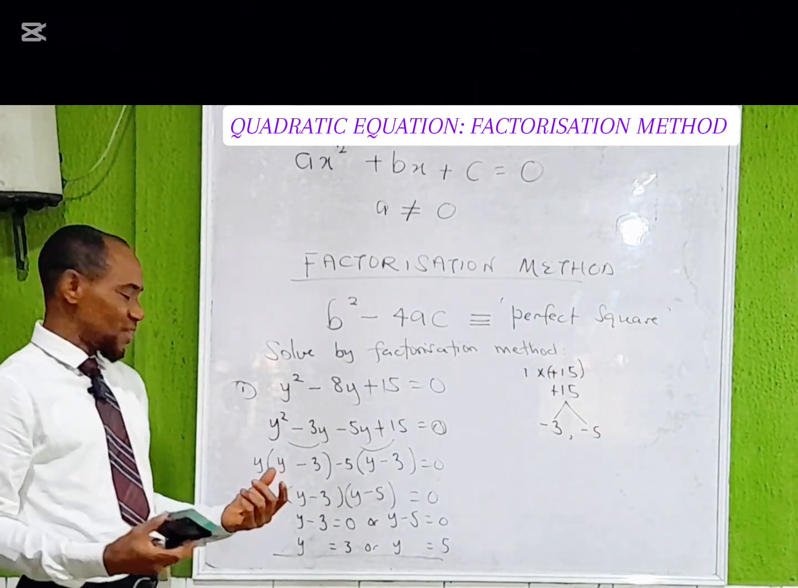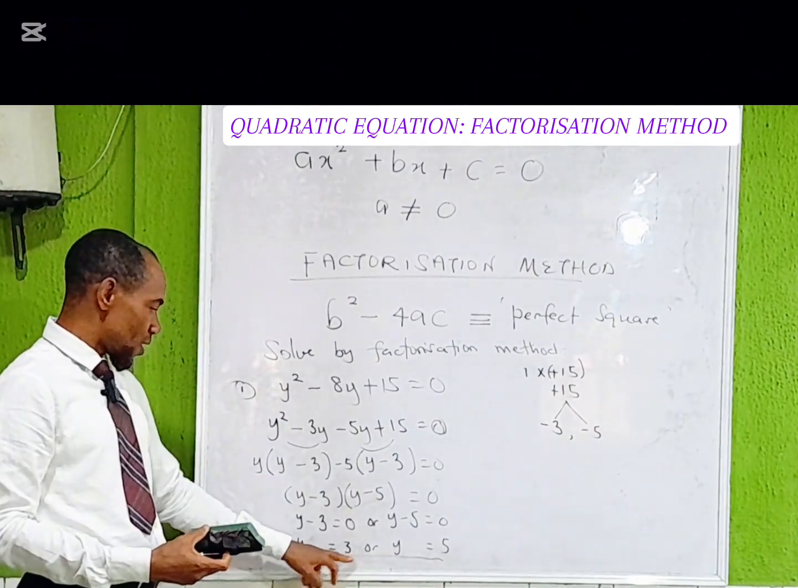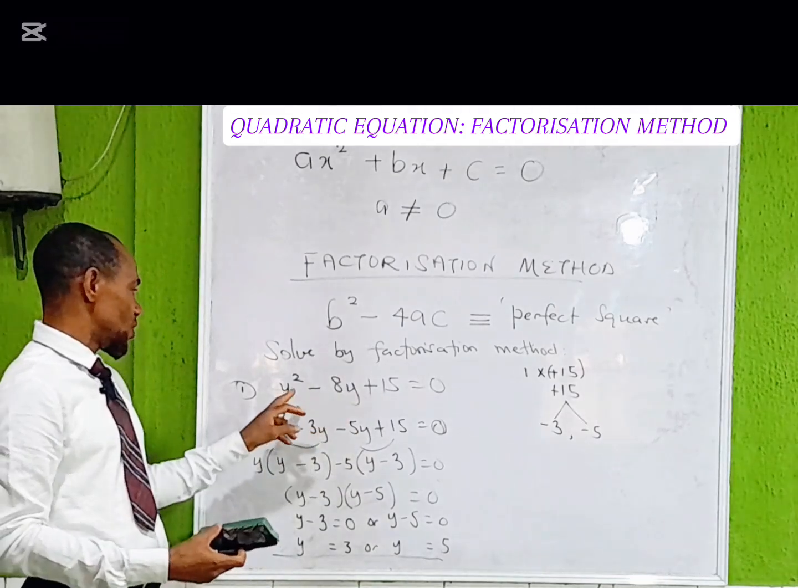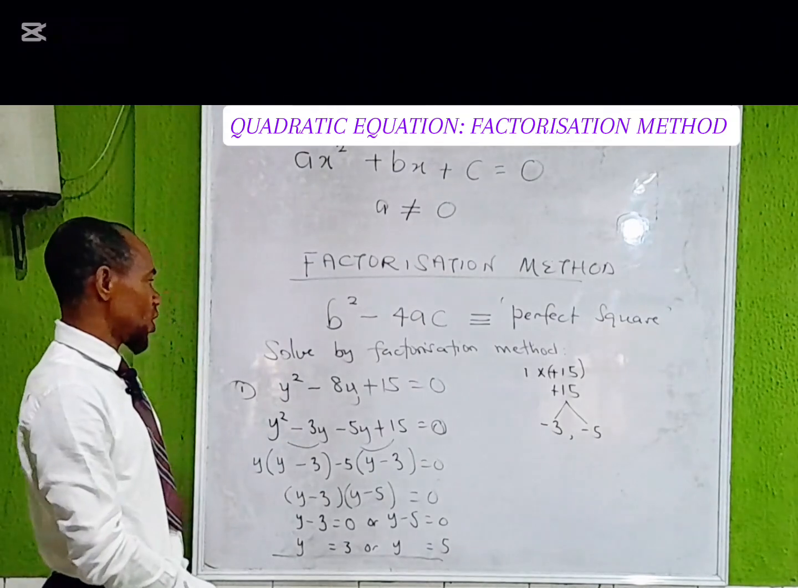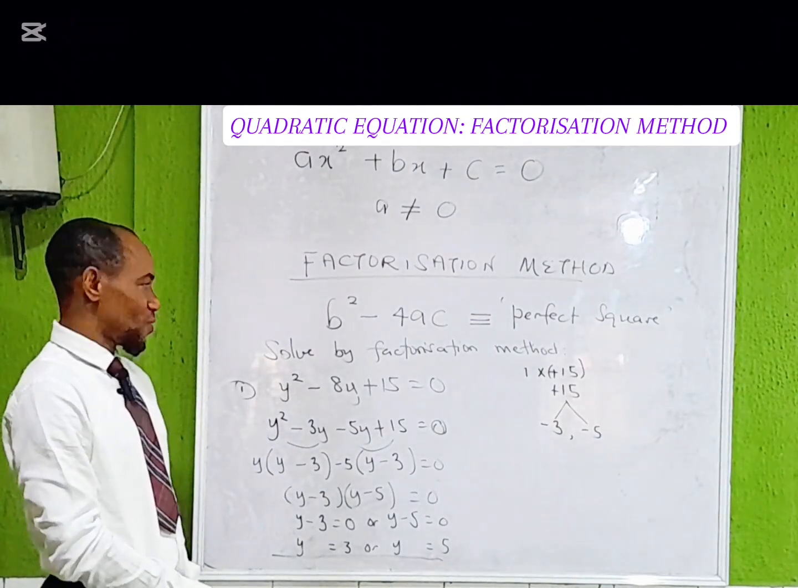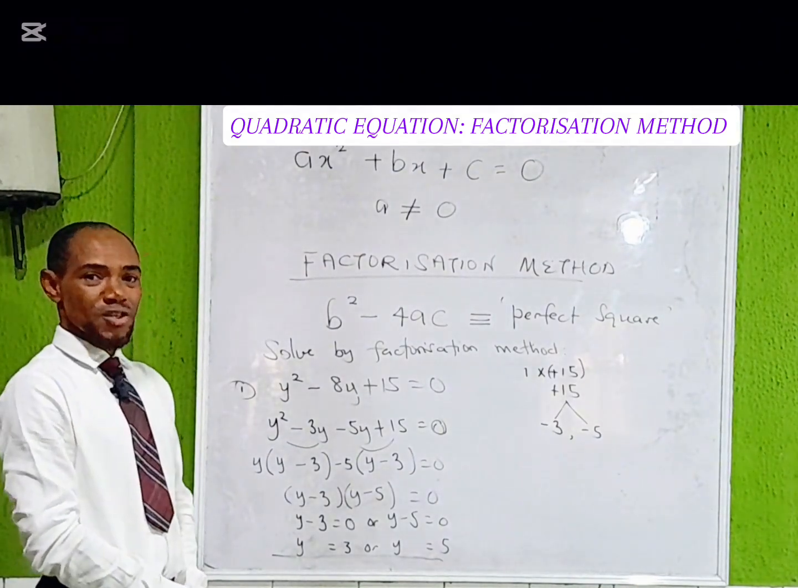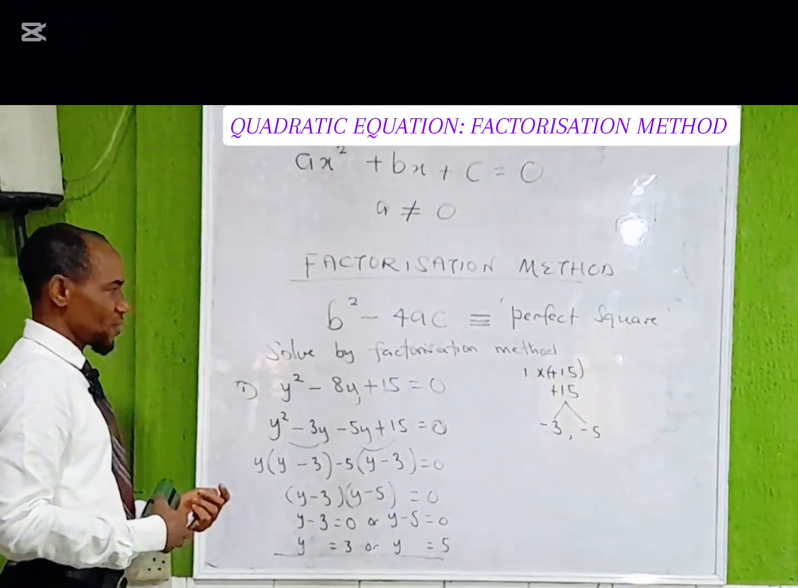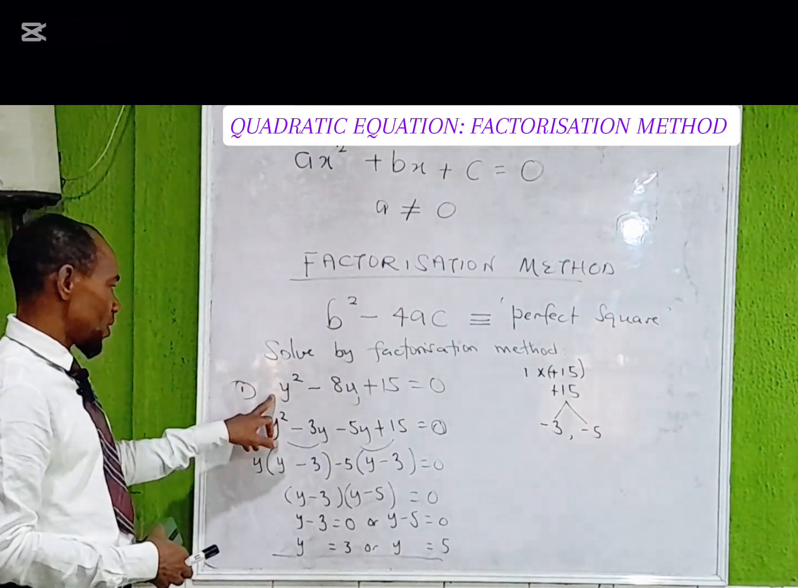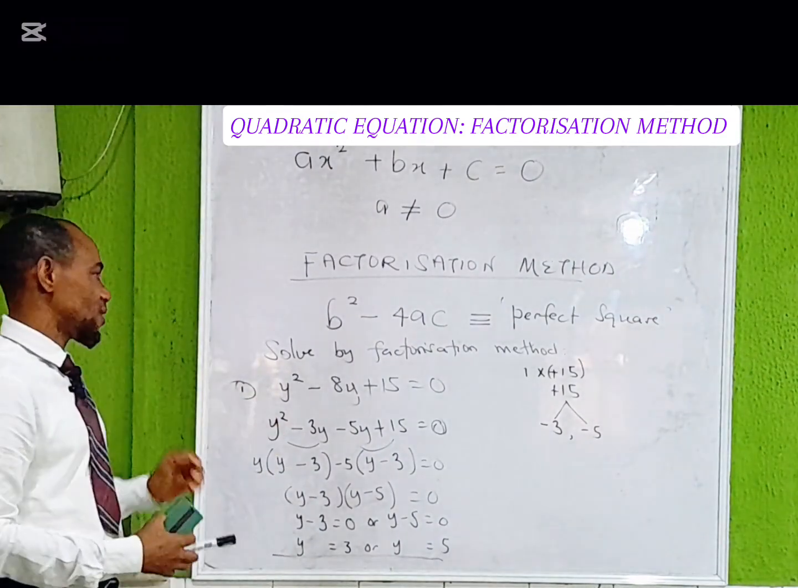And the good way of testing is when you substitute this value 3 and 5 respectively into this equation, you must necessarily get 0. That's a way of checking if you are right or wrong. I believe that's quite explanatory. Let's take our very second question. What happens when we don't have 1 as a coefficient here? That's the next example.